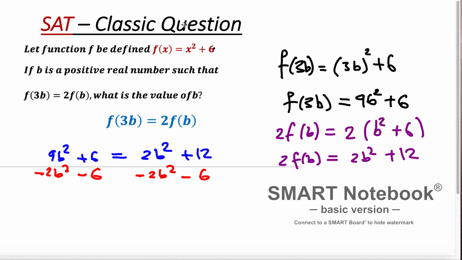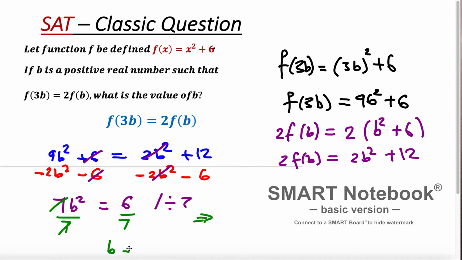So 9b squared minus 2b squared is 7b squared. And this is going to be equal to, because the 6 and the 2b squared we can cancel, 12 minus 6, which is 6. And everything we are dividing by 7, so the 7 with the 7 simplify, and b squared is equal to 6 divided by 7.